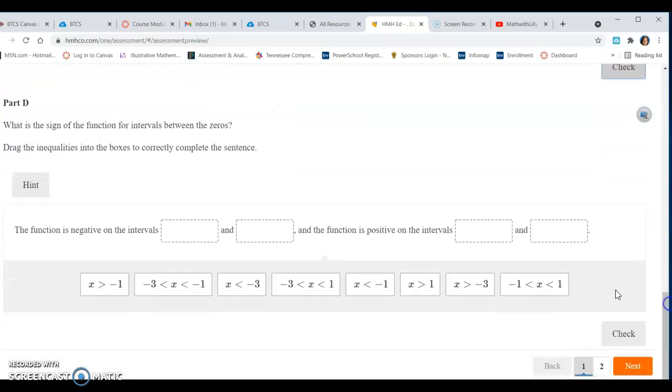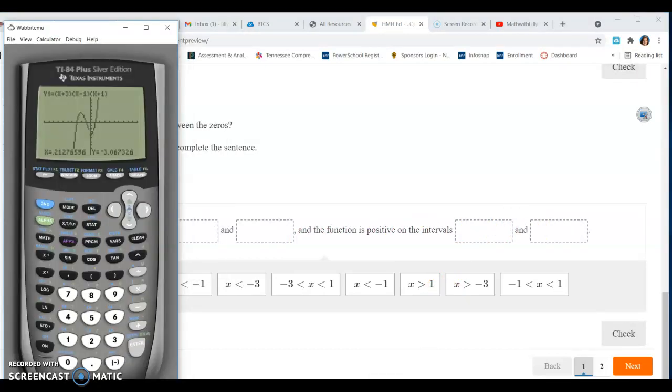Then it says, what is the sign of the function for intervals between the zeros? Drag the inequality into the box to correctly complete the sentence. The function is negative on the intervals blank and blank, and the function is positive on these intervals. It's negative when it's below the x-axis. So it's going to be negative here, and negative here. Then it's positive where it's above the x-axis, on this interval and on this interval. This is about negative 1, 2, 3. So everything less than negative 3.